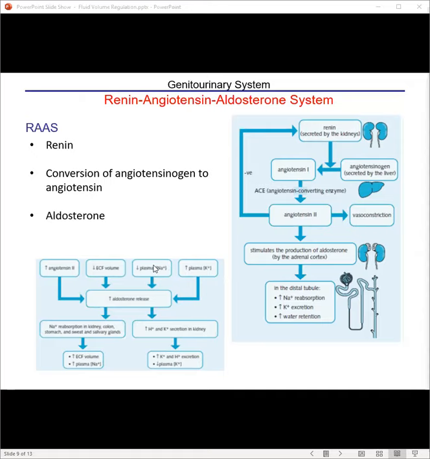Also, your plasma sodium concentration affects your aldosterone release via direct aldosterone release from the adrenal cortex, as well as through the renin-angiotensin aldosterone system. And finally, also remember your plasma potassium concentration also affects your aldosterone release. An increase in potassium in the circulation will stimulate directly the release of aldosterone from the adrenal cortex. So potassium is a direct stimulant for the release of aldosterone from the adrenal cortex.